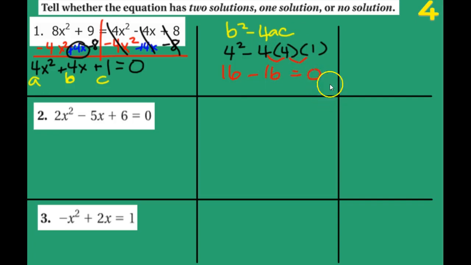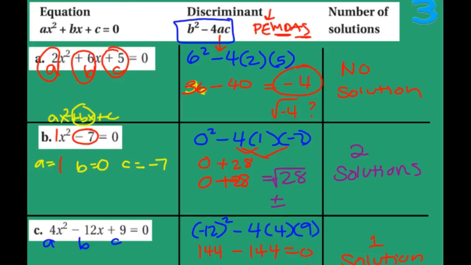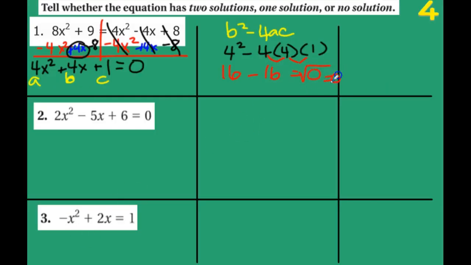So we get 0. If this was the quadratic formula, remember I wrote out the quadratic formula? This is really under the square root. So we can plug this in. It technically would be 0, which is just one solution. Even though it's 0, that is one spot where our graph would cross the x-axis.